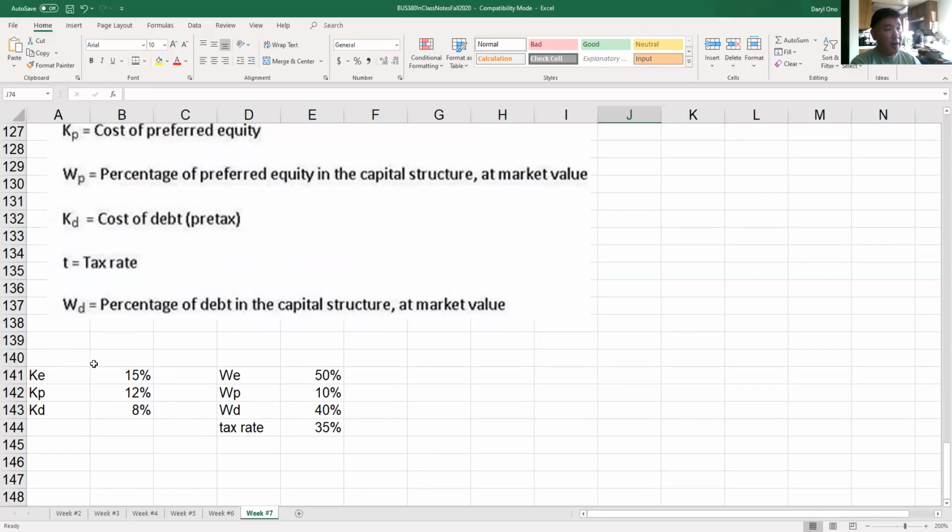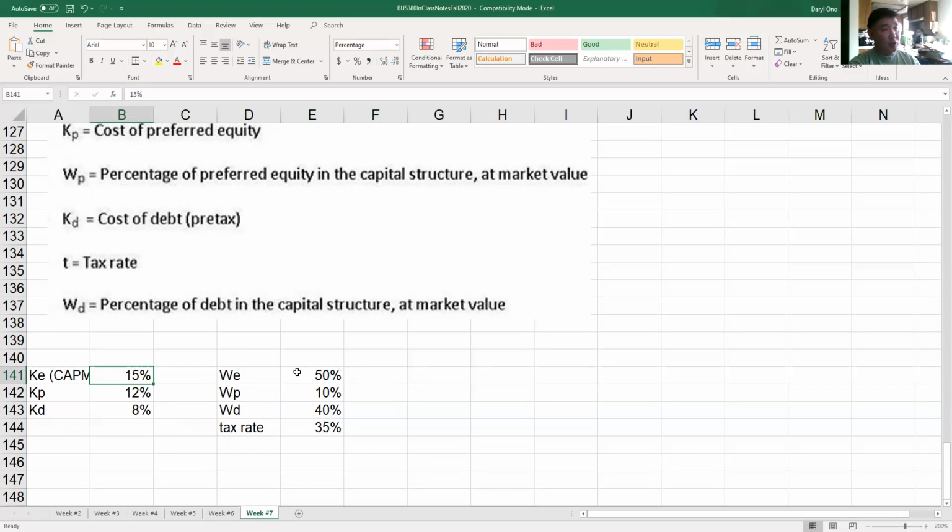Okay, so let's go out here then and let's try this problem. I'm just giving this to you, and let me just put here: capital asset pricing model, 15%. We use the capital asset pricing model to find this 15%. The cost of preferred stock is just given to us at 12%, the cost of debt, 8%. We'll see how we'll calculate this later in this class.